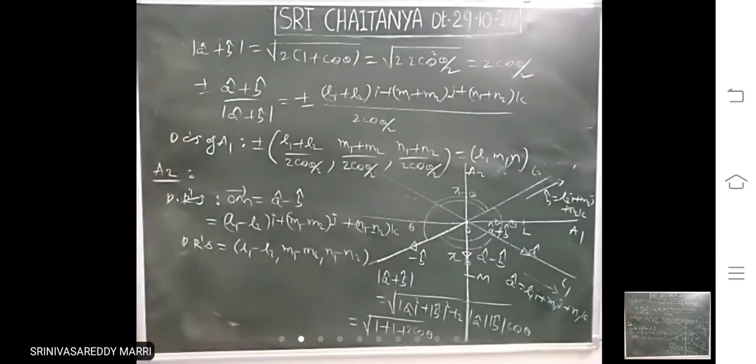So, these are the DRs of the A2. Similarly, DCs we will calculate. DCs are nothing but unit vectors along A2. Now the vector is A cap minus B cap. Now that means what you have to write? Plus or minus A cap minus B cap divided by modulus of A cap minus B cap.